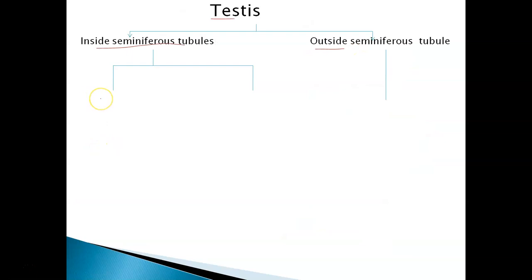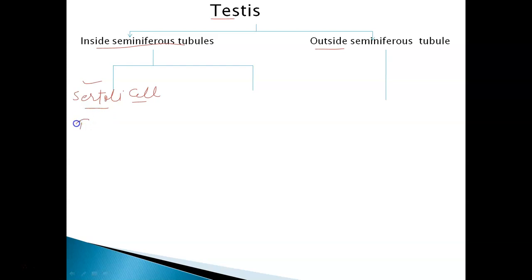Inside the seminiferous tubules, the first cell which is present is Sertoli cells. Children, very very important from the board point of view, because it is a 3-mark question. Draw the TS of seminiferous tubule. Name the cells which are present inside and outside the seminiferous tubules with their functions. Very important general question which is coming. So, Sertoli cell. Now we'll start one by one the functions.